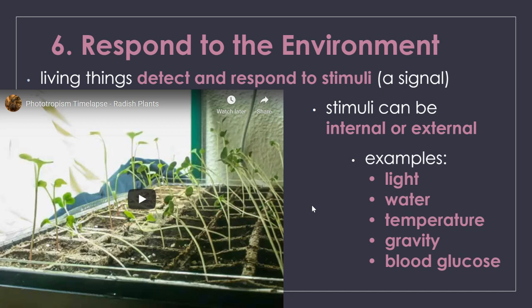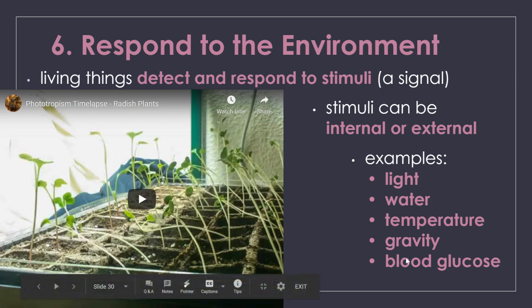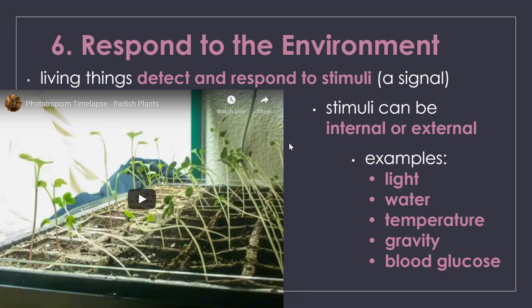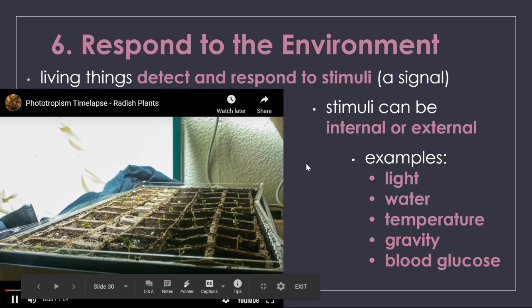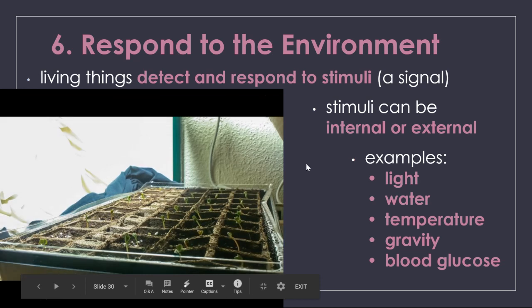Some examples of stimuli are light, water, temperature, gravity, and blood glucose levels. So some are internal and some are external. Like blood glucose is internal; light and water and temperature, of course, are external. So did you know it's not just animals that can respond to things in their environment? This is an example with plants. So check out how these plants are going to grow.